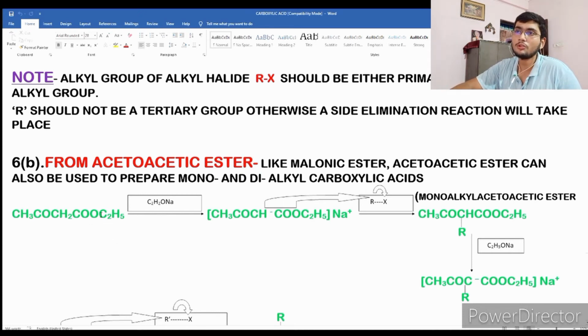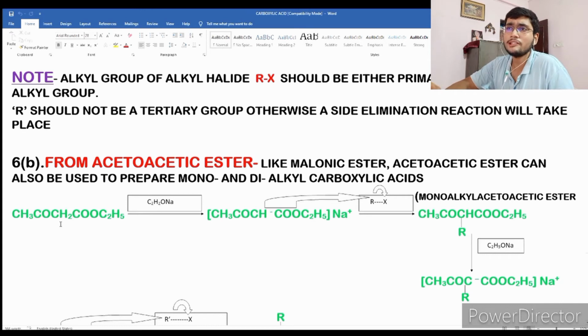Okay, COOR is the final functional group, so it is an ester. So what does the name become? This is an aceto group, this is an acetic group, and because it is an ester group as a functional group, that's why it is known as acetoacetic ester. Here I have particularly taken ethyl acetoacetic ester. You can take any other also, but I have particularly taken ethyl acetoacetic ester.